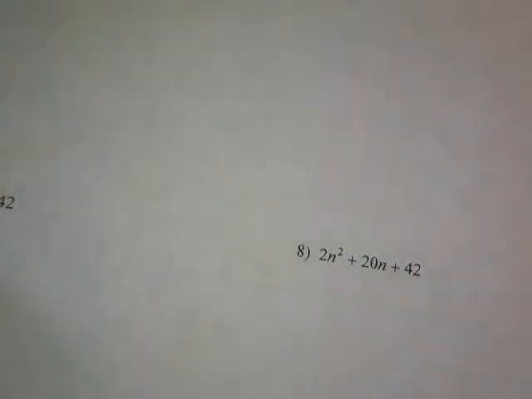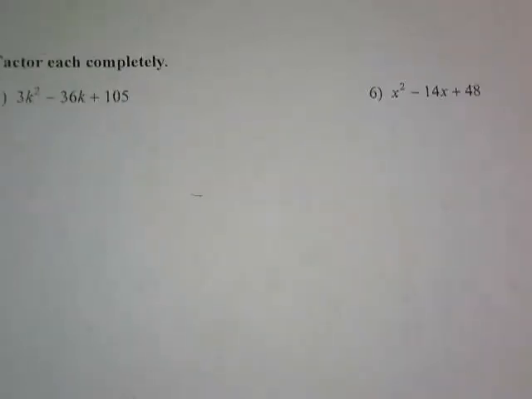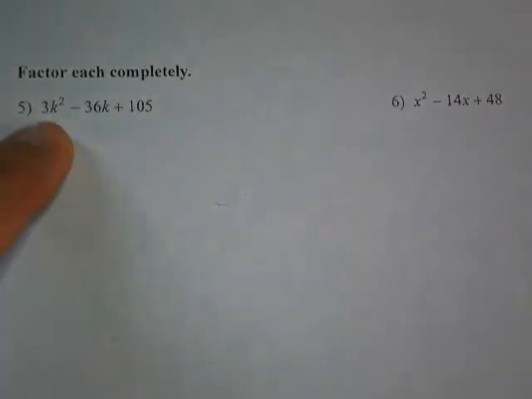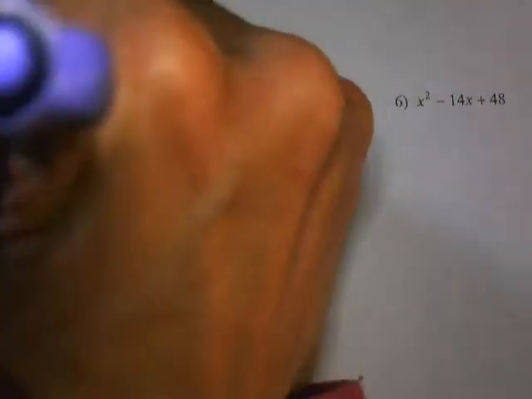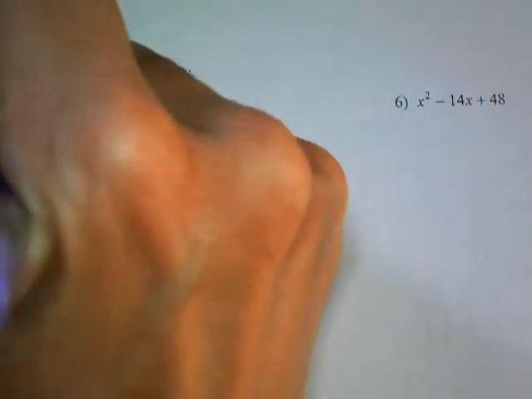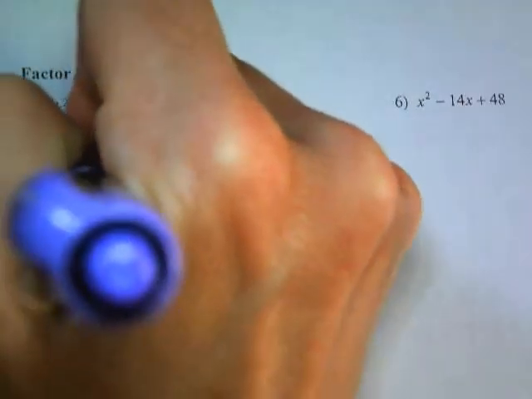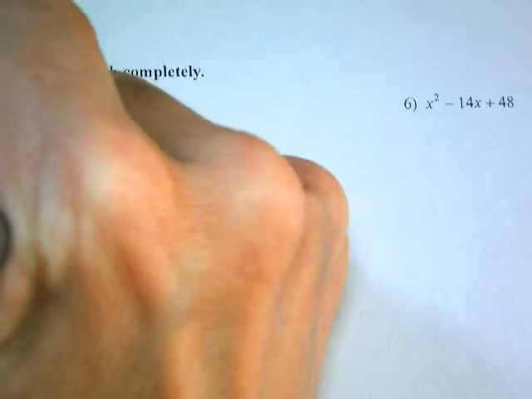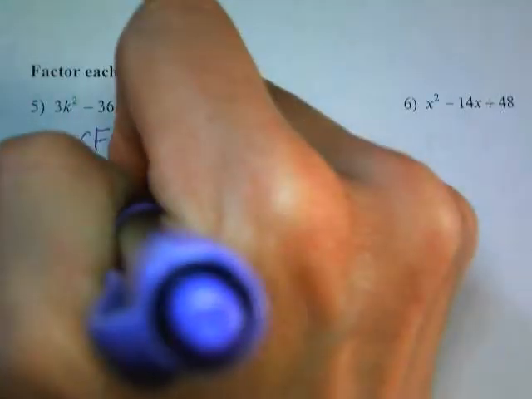All right. On the back, we've got 3k squared minus 36k plus 105. So we do have a coefficient here of 3, which we do not want. So first we need to factor out our GCF. We get k squared minus 12k plus 35. And I'm going to set up my binomials.